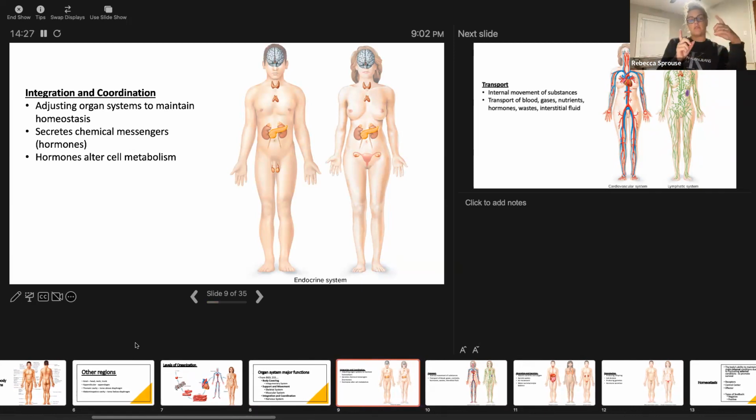Now, the endocrine system and the nervous system have a lot of similarities in terms of cell-to-cell communication. There are some differences, but they're very relatable in terms of how they communicate. And then these hormones, these chemical messengers, are going to alter the cell metabolism in order to maintain a stable internal environment. So we'll get into that.